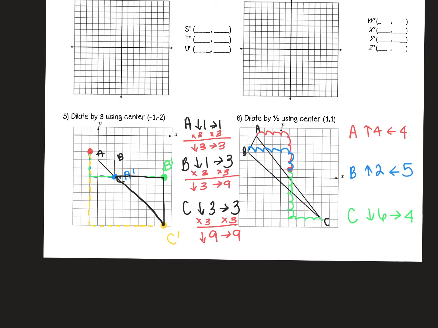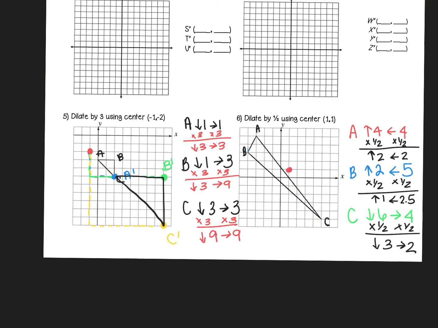Since I'm dilating by 1/2, I'm going to take each of these numbers and multiply them by 1/2. So for A prime, I'm going to be going up 2, left 2. For B prime, I'm going to be going up 1, left 2.5. And for C prime, I'm going to be going down 3, right 2. So again, I'm going back to my center. For A, I'm going up 2, left 2.